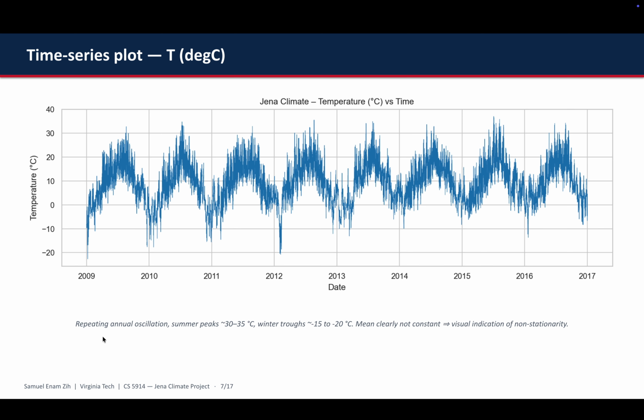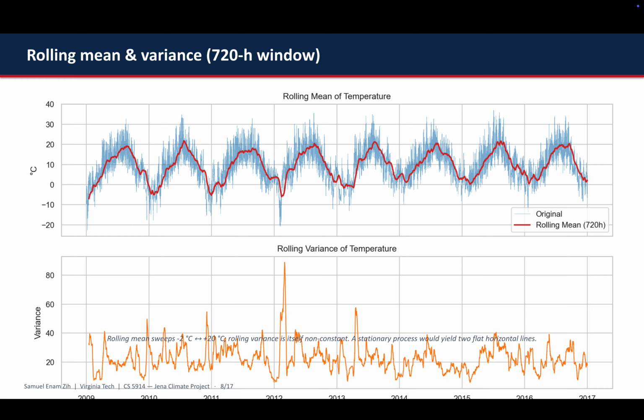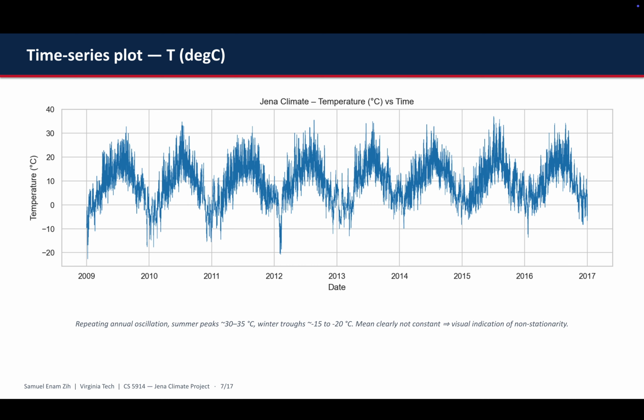Time series plot: 8 years of hourly temperature. The annual oscillation is the dominant feature. Summer peaks around 30 to 35 degrees, winter troughs reaching minus 15 to minus 20. There is no obvious linear trend over the 8-year window, and we'll quantify that in a moment with the STL strength measure. Visually, the mean is clearly not constant, which is enough on its own to suggest non-stationarity.